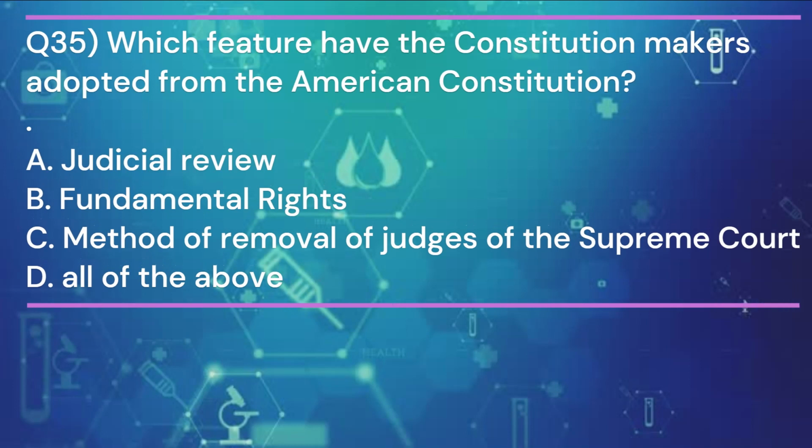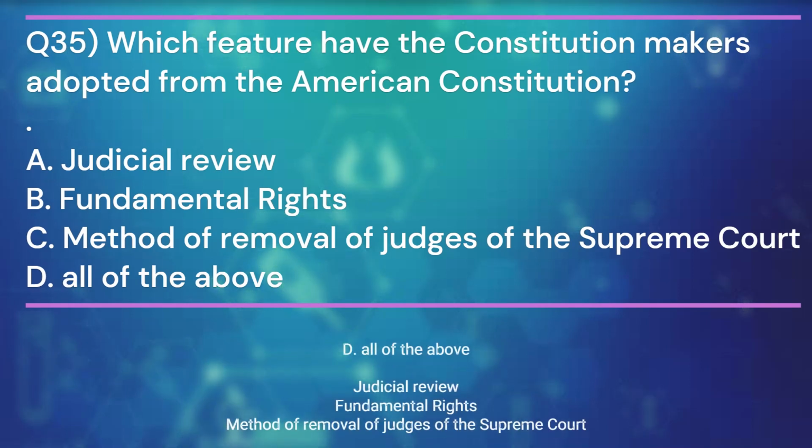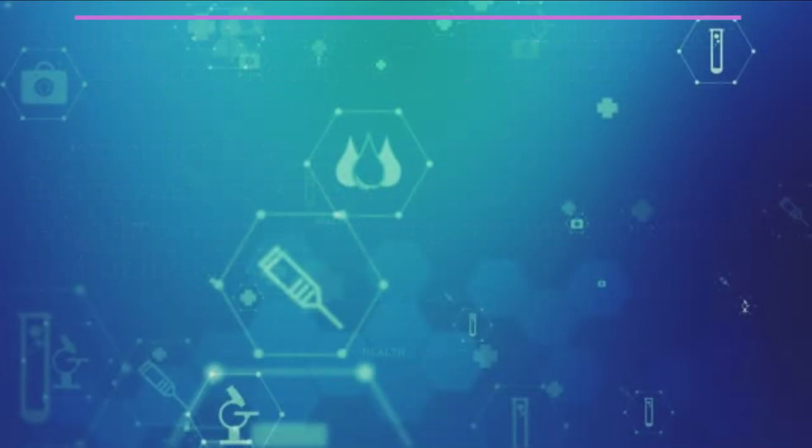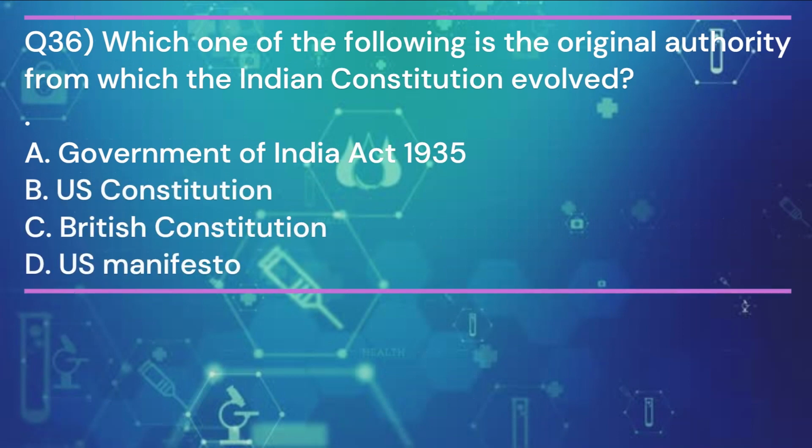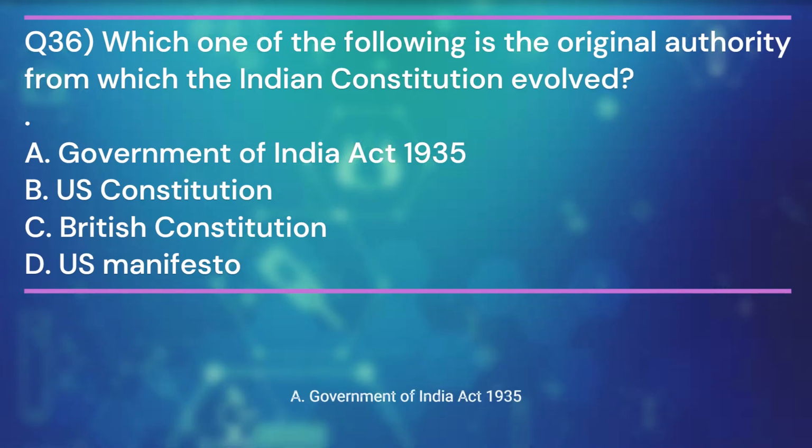Question 35. Which feature have the Constitution makers adopted from the American Constitution? And the answer is D. All of the above. Judicial review. Fundamental rights. Method of removal of judges of the Supreme Court. Question 36. Which one of the following is the original authority from which the Indian Constitution evolved? And the answer is A. Government of India Act 1935.